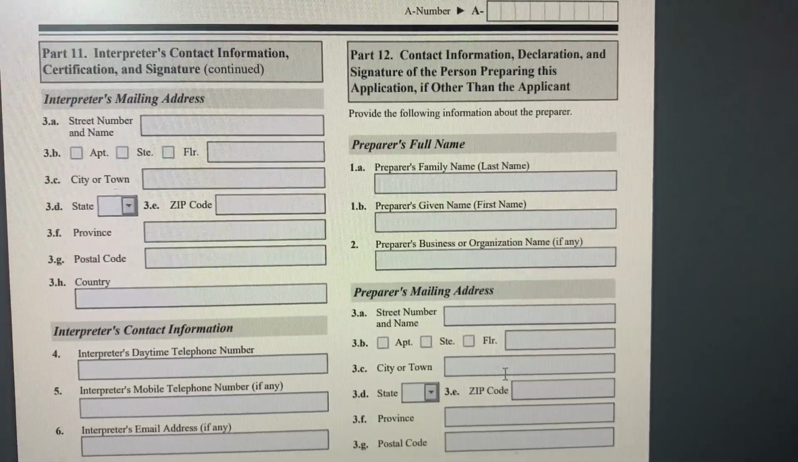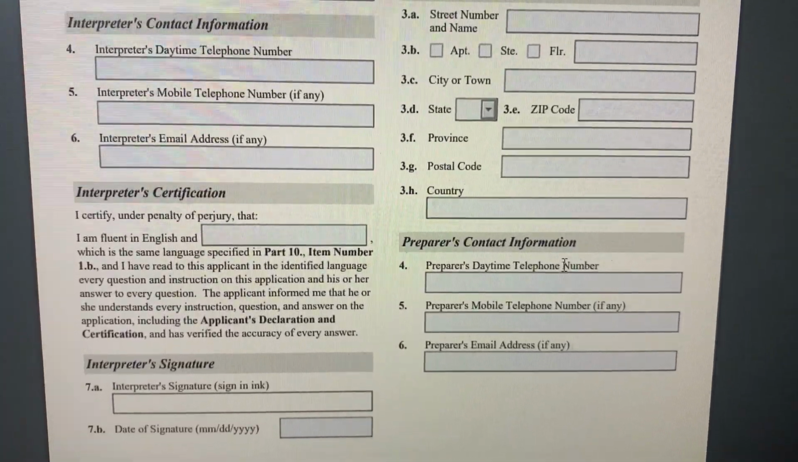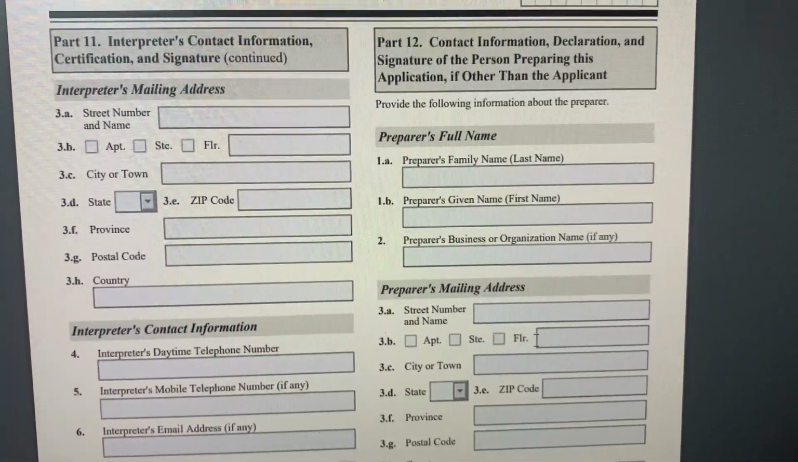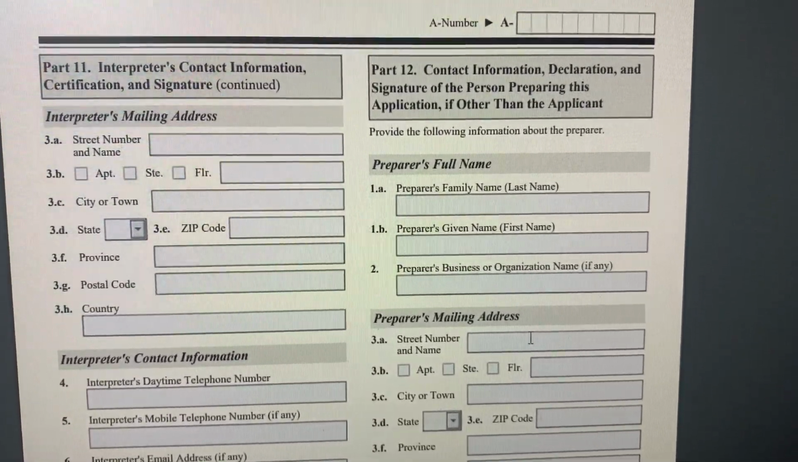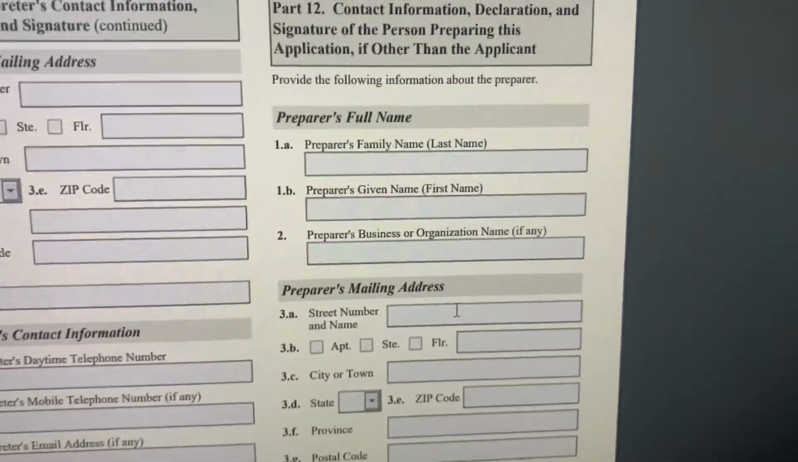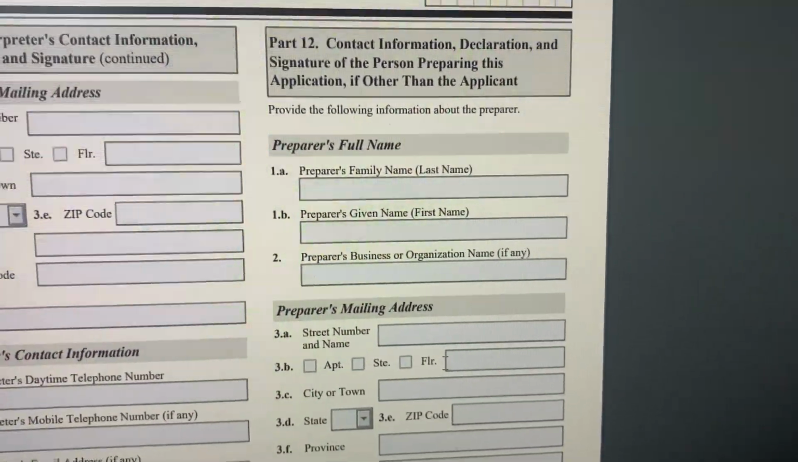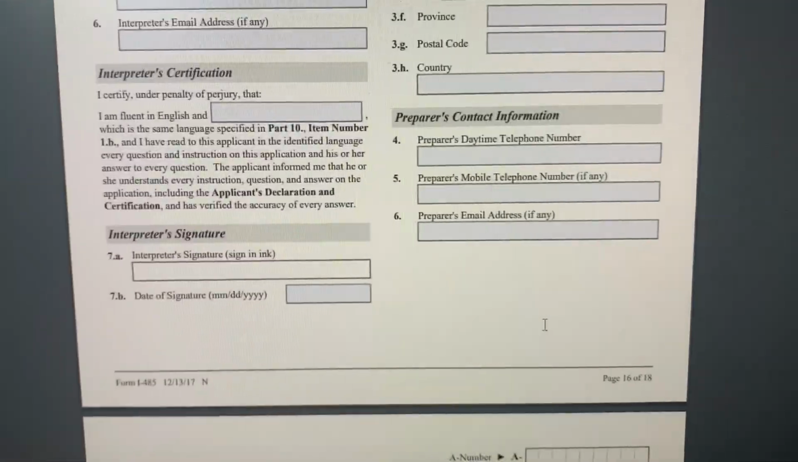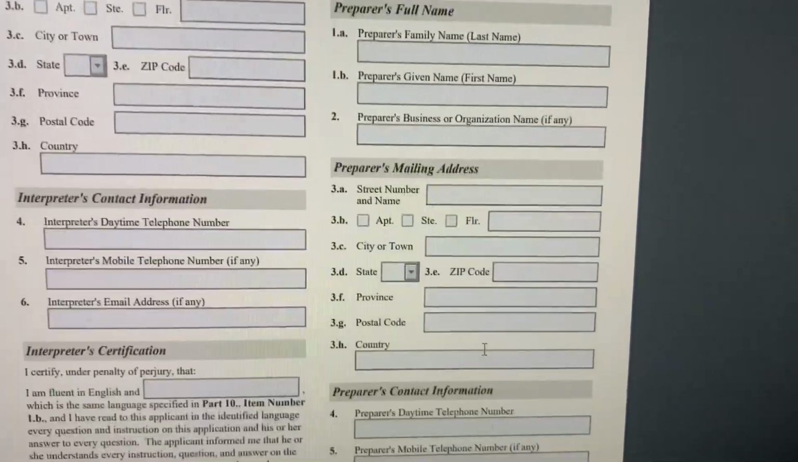The contact info and interpreter certification. And contact information, declaration, and signature of the person preparing this application, if other than the applicant. This part is for the people who help the applicant prepare the form. So they need to put their names in here too, their address, their contact info, and their signature. So that's for the people who ask for help. Just don't forget this part.